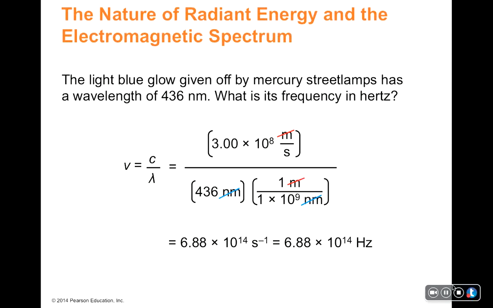Hertz is the same thing as per second. So if you notice on the bottom, the calculation comes out 6.88 times 10 to the 14th seconds to the minus 1, which essentially means per second. That's one way to measure frequency. So you're essentially asking, per unit time, is what you're looking at there. You can also represent that as hertz. And the symbol Hz is hertz.